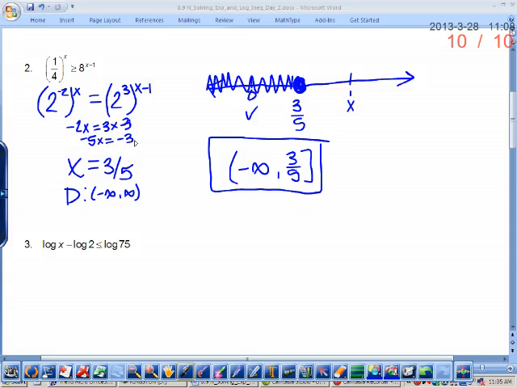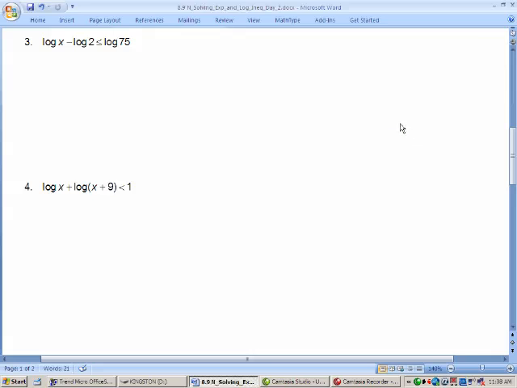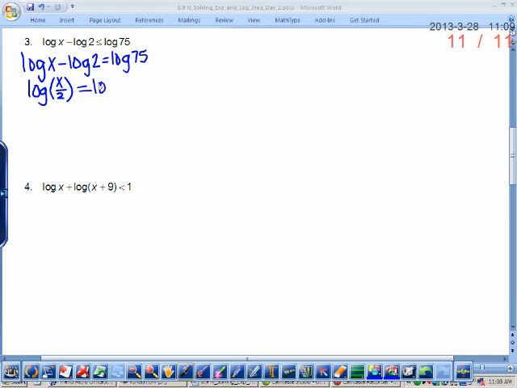Okay, let's try some log inequalities now. So we've got log of x minus log of 2 is less than or equal to log of 75. So I'm going to start by rewriting this as an equation. My first step to solving this equation is going to be to condense the left side. So it's going to be log of x over 2 is equal to log of 75.